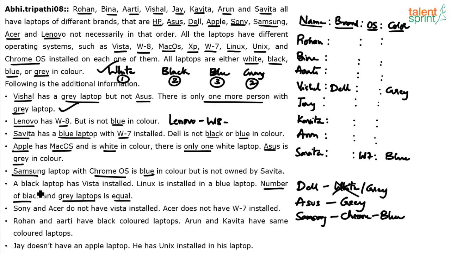Okay, and then some other points are given, right? Black laptop has Vista installed. So one black laptop will have Vista installed. I'm just making a note of it outside the arrangement because we don't know where Vista is. But what is for sure is Vista will have black, right? And Linux is in a blue laptop. So it cannot be this blue, it should be some other blue, right? So one blue laptop has got Linux in it.